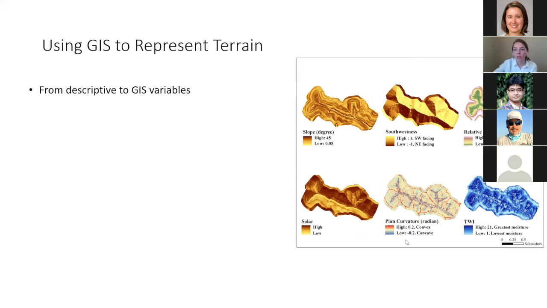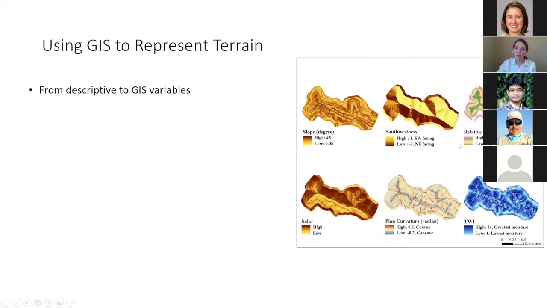And what this might look like is shown on the right. So here are 6 different terrain elements that I've derived using GIS. So first we have slope steepness, then southwestness, which is a measurement sort of like aspect, and it's actually derived from aspect. And so it'll tell us from -1 to 1 how southwest is that site, with -1 being northeast facing and 1 being southwest facing. We then have relative slope position, which really acts as a measurement of topographic position.